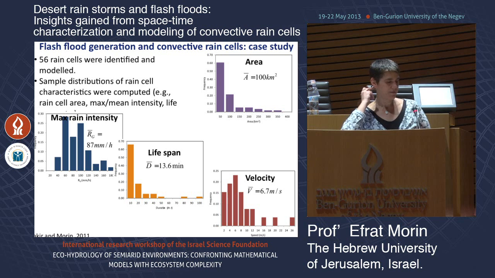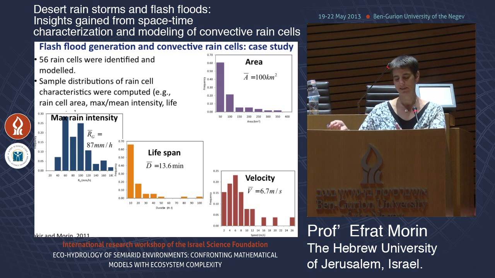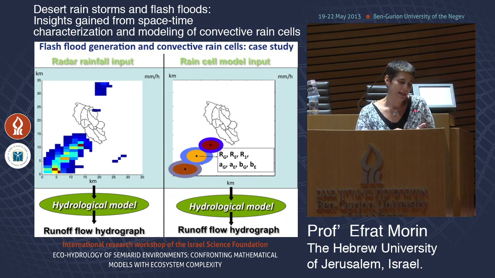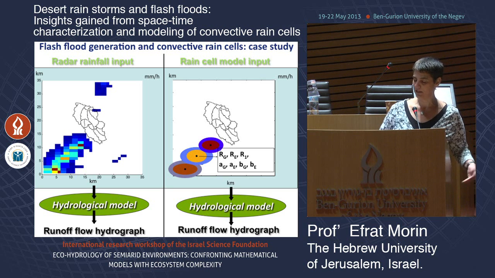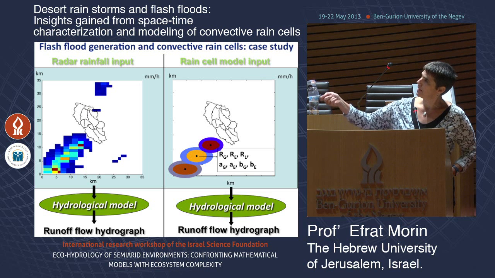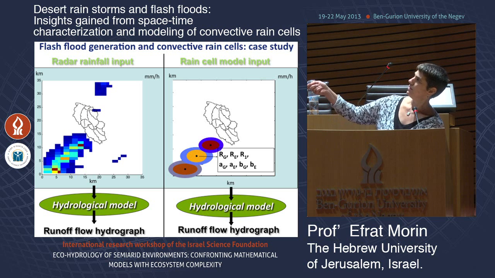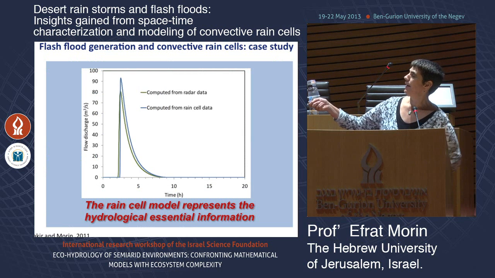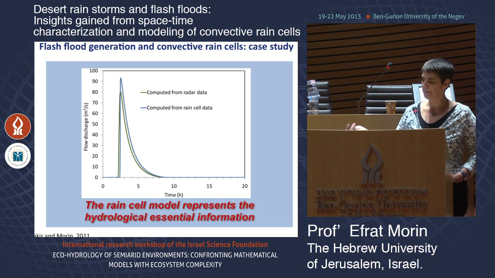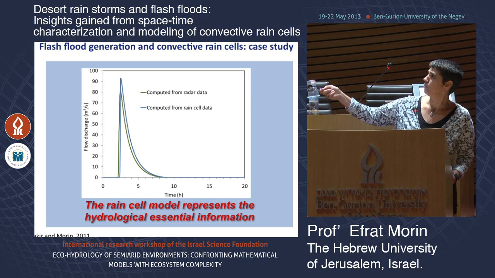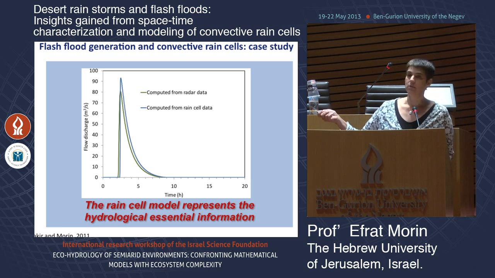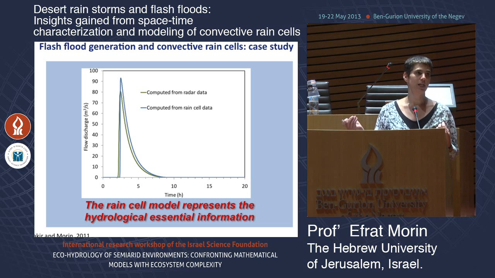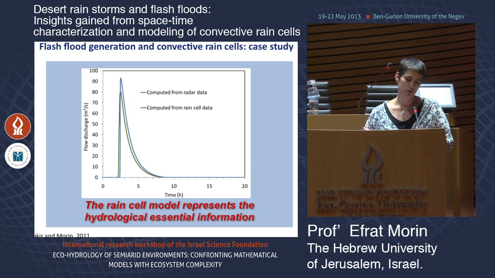Okay, now before I go on, I have to show that it's okay to replace the regular gridded data with the convective rain cell data and still have a good prediction of the hydrograph. So to check this, we once input the radar data to our model, and once used this rain cell model as input. We compared these two inputs by looking at the computed hydrograph, and we found it was a good match. This is the computed hydrograph, one with the original radar data and one with the rain cell data. The conclusion was that this rain cell model represents well enough the essential information in terms of hydrology, and it's okay to use this approach for analyzing the hydrological response.